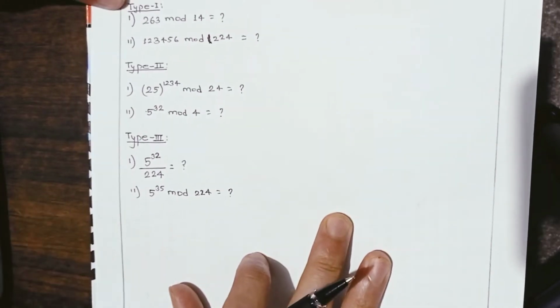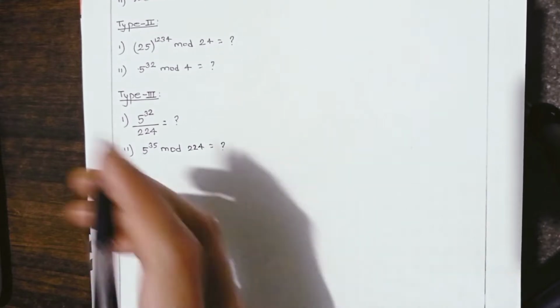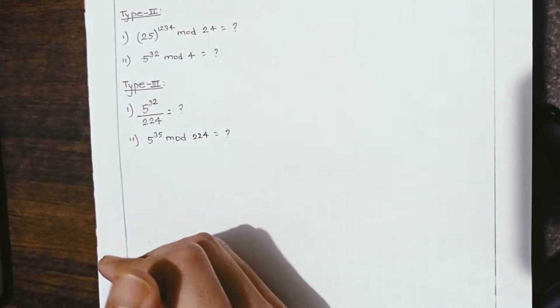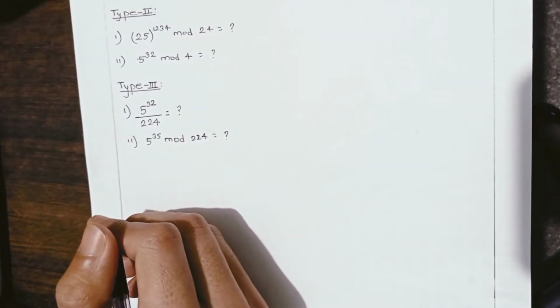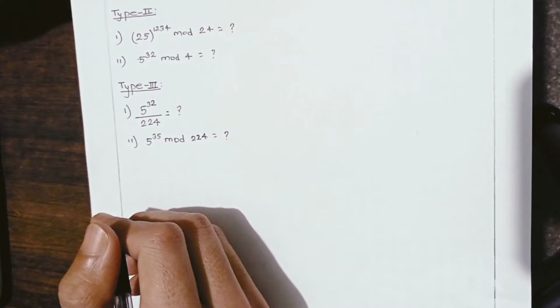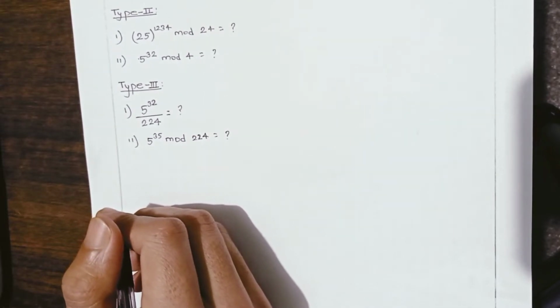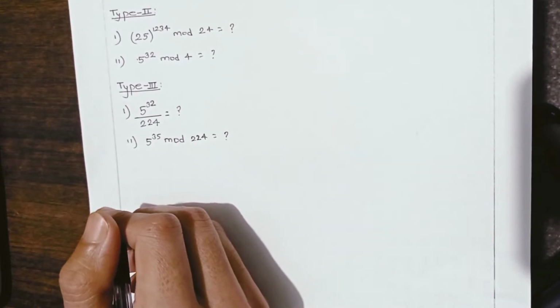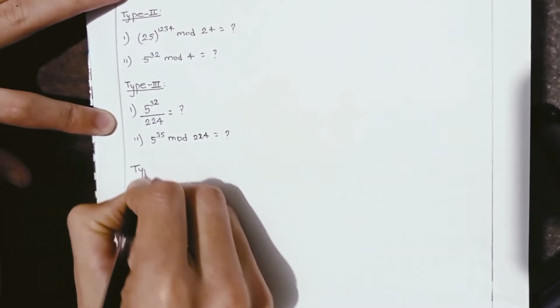Without any delay, I would like to proceed with our video. First of all, we will go with type 1. For a question like type 1, finding the mod or remainder, if we are allowed to use a calculator, we can directly use the formula for type 1.